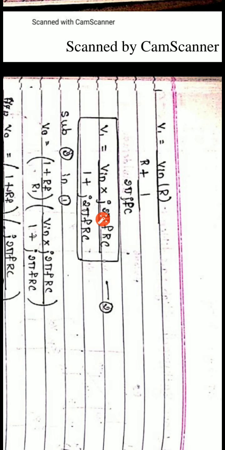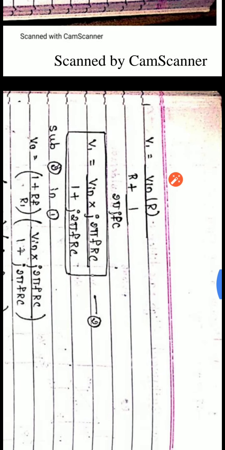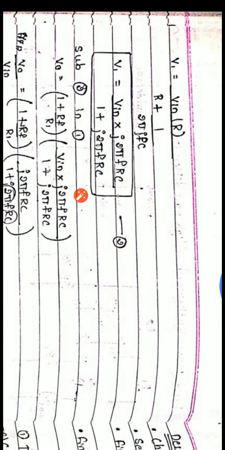Minus J is replaced by 1 by J and XC is replaced by 2 pi FC. Now let us take the LCM across the denominator. So we will get this expression, that is Vin into J of 2 pi FRC divided by 1 plus J of 2 pi F into R into C, because if I take the LCM here, this is multiplied here, divided becomes this term, and again it gets multiplied with the numerator. So this is the value we will get across the V1.